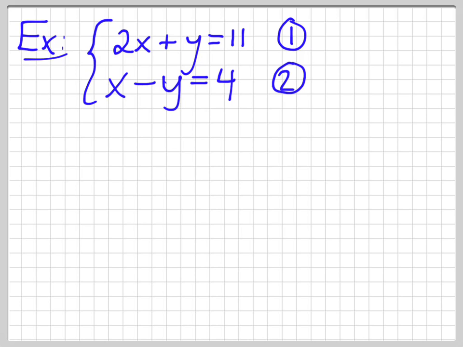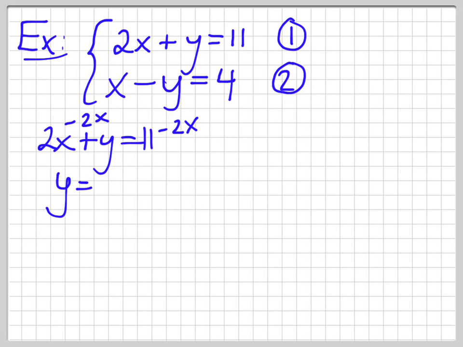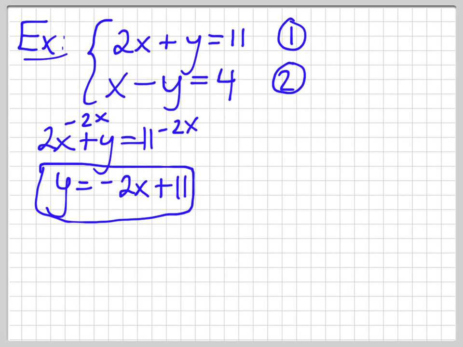So I have 2x plus y is equal to 11. So I'm going to subtract 2x on both sides. It's 11. Subtract 2x. So then I'm left with y is equal to negative 2x plus 11, or you could have had 11 minus 2x, kind of like it's there already. So there you go, that's what y is equal to. So now I'm going to take that and sub it into the second equation. So it's now x minus y is equal to 4.